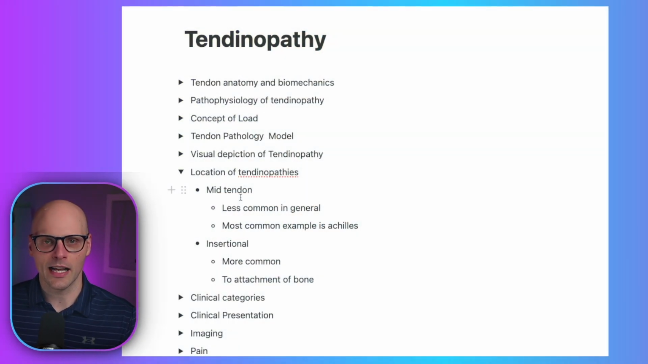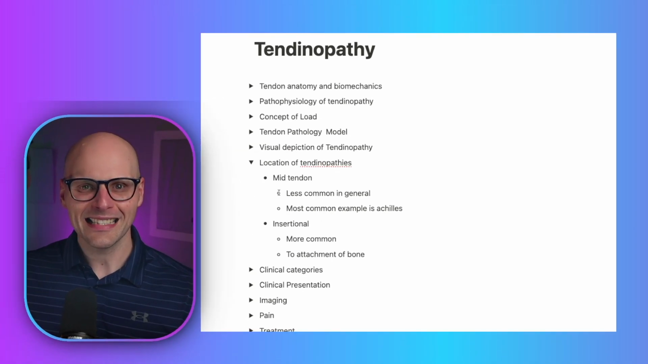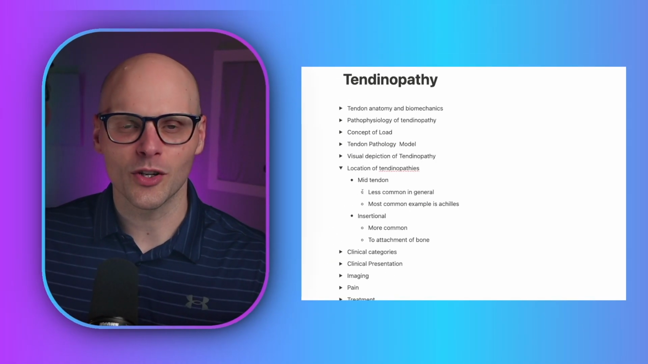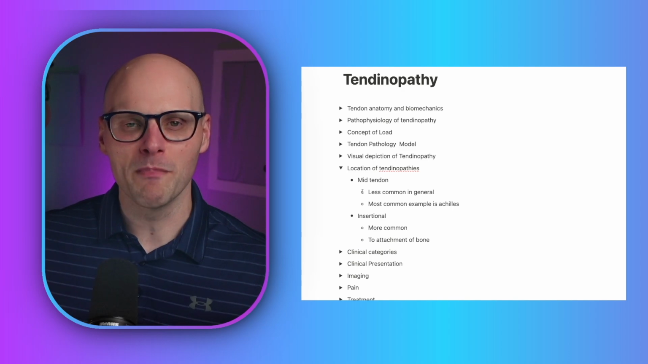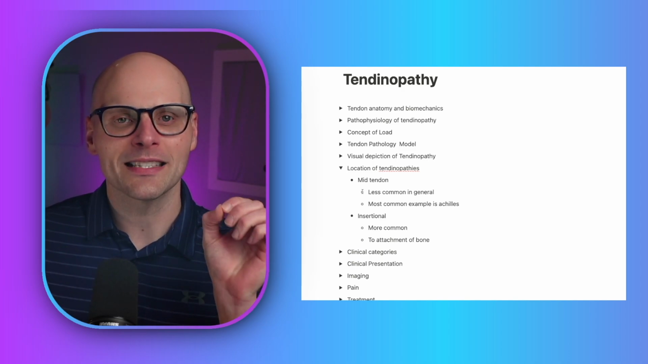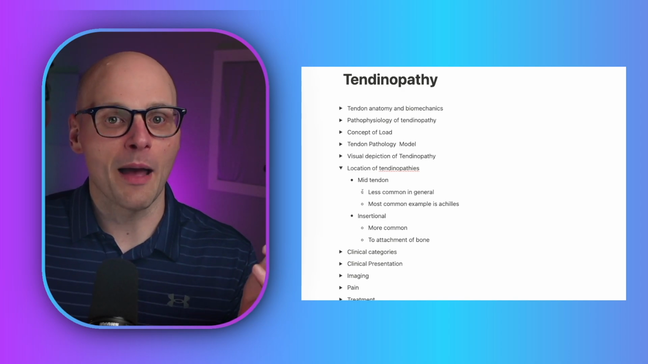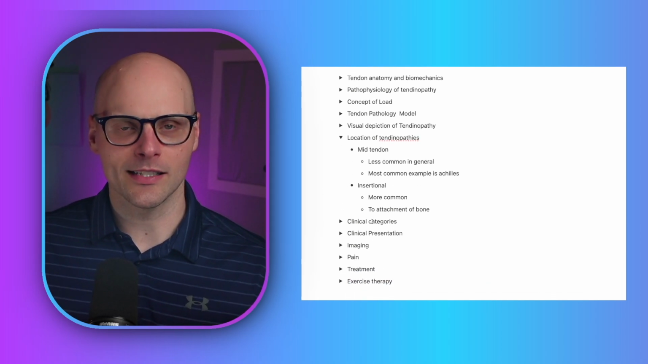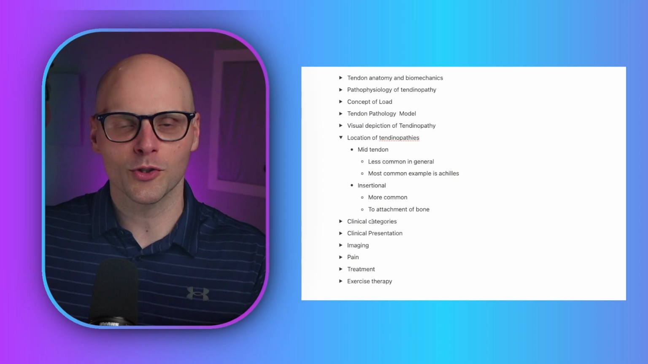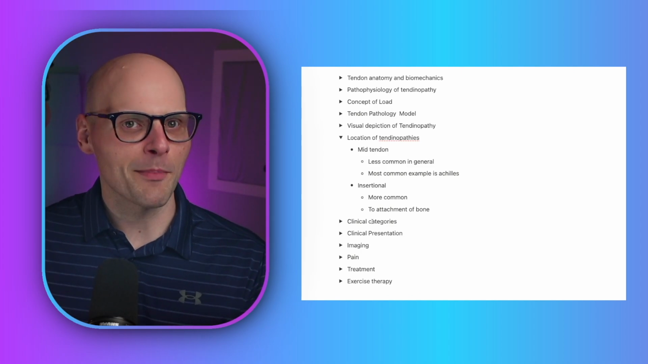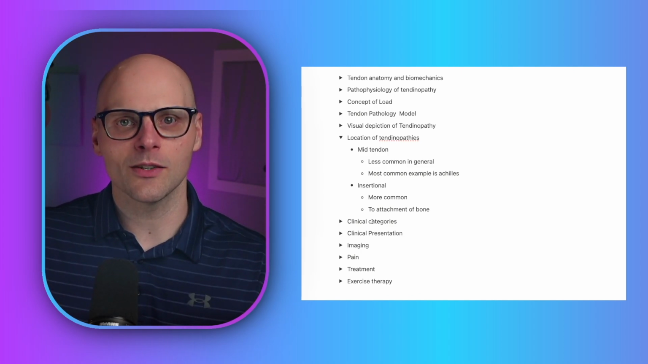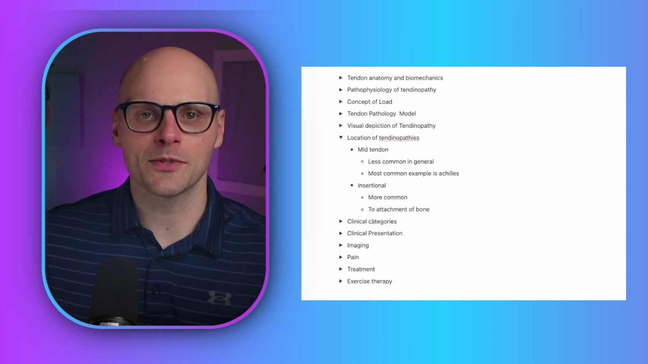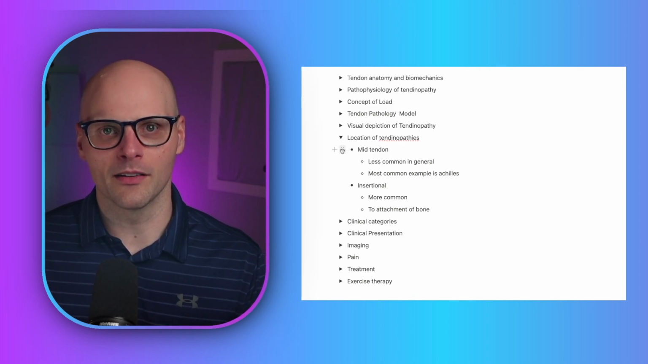When we think about tendinopathies, there are also different locations we can have: mid-tendon or insertional. Mid-tendon is a lot less common. Usually we think about the Achilles here, so we call it mid-substance. If you think about the middle of the Achilles, not attaching to the bone, that's mid-substance. That's the prime example, whereas the much more common one is insertional, where it's attaching to the bone. We can also have insertional Achilles, but think about patellar tendinopathy. You can have it at the tibial tuberosity or the inferior pole of the patella, and a lot of times it's where it's attaching to the bone. That is more common for sure.